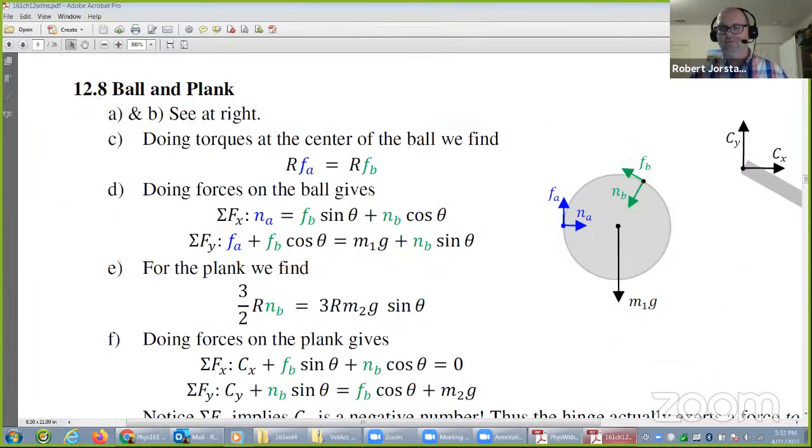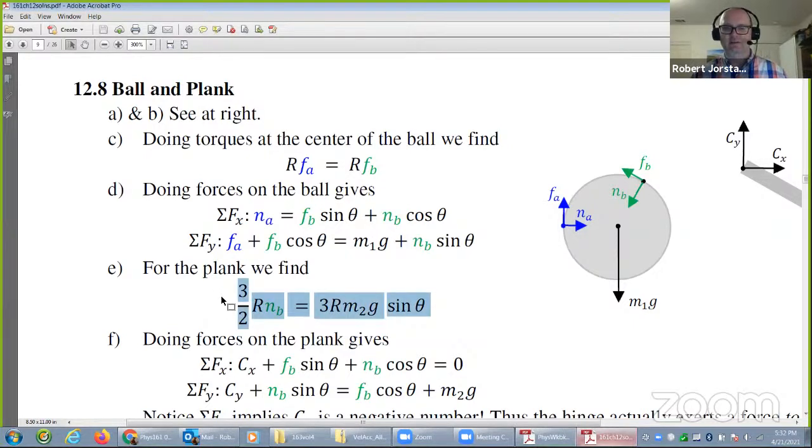So review this later. Try it again at home without me doing it all with you, and see if you could reproduce this. And notice you get something for the plank as well.